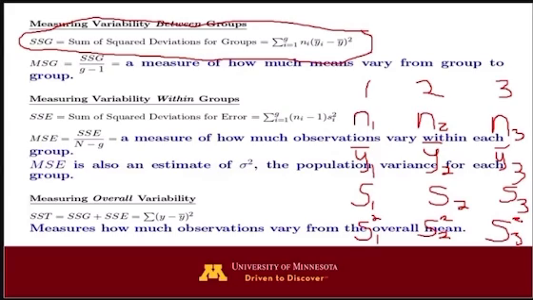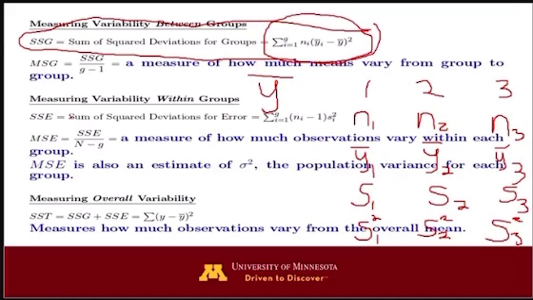Now, if you put all the observations together, then we're going to have this guy. That is the overall mean. When you put all the observations together, the overall mean is y bar. Now, do you know what I'm trying to do here? I'm subtracting the overall mean from each group mean.